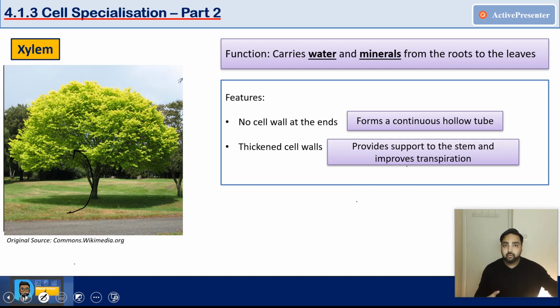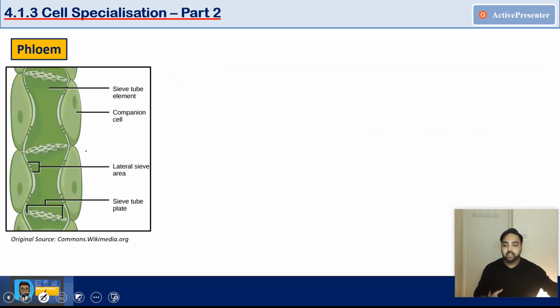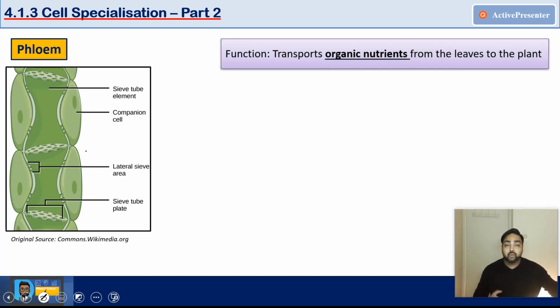However, the phloem tissue is almost like the human body's circulatory system, in the sense that it transports key nutrients from the leaves back to the rest of the plant. So it transports organic nutrients from the leaves to the plants. What do I mean by organic? I mean things that ultimately help it to stay alive. So we're talking about carbon-based molecules.